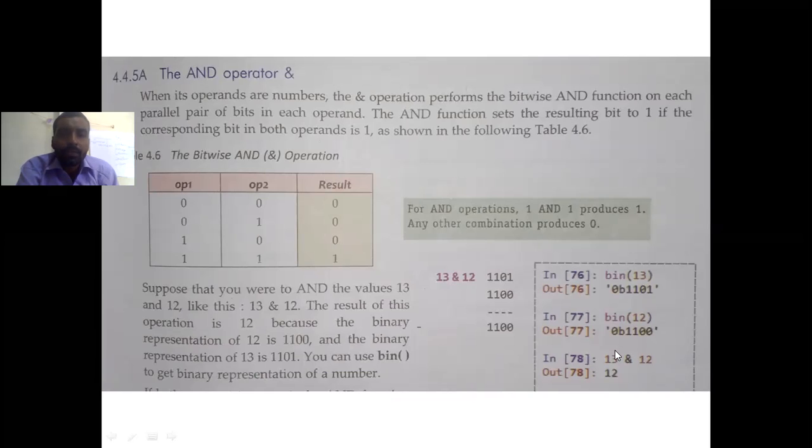Like here given, the binary of 13 is 1101, and the binary of 12 is 1100. Now if you compare 13 and 12, you will get the result as 12. Why did you get the result as 12? Can you think? Kindly think about it. Why did you get the result as 12? We have used the AND operator. Now what does the AND operator do? It will compare each digit of binary.